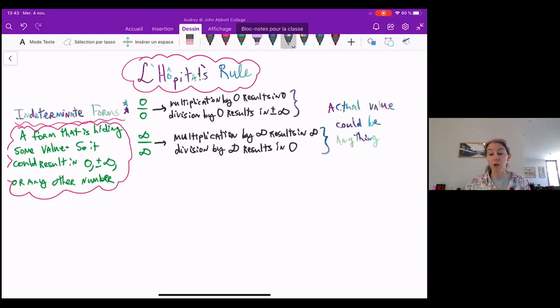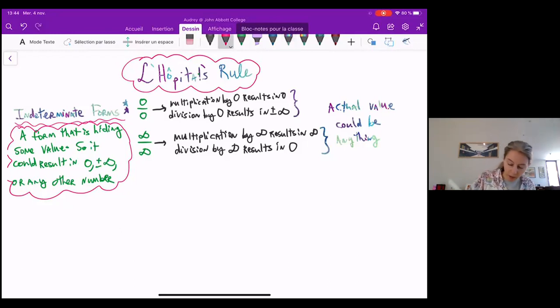To find that value, you've learned a few methods. You learned how to factor and cancel out. You learned how to clear denominators. You learned how to rationalize. You learned how to take the big terms when dealing with infinity over infinity. So this semester, we're going to learn L'Hopital's rule, which gives me another way of dealing with these two indeterminate forms.